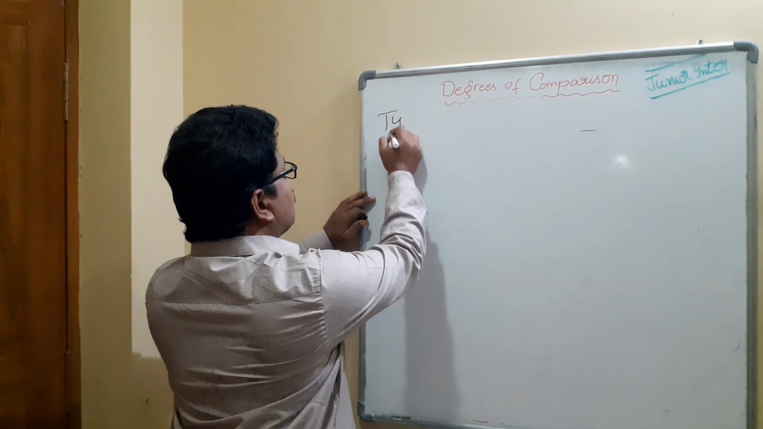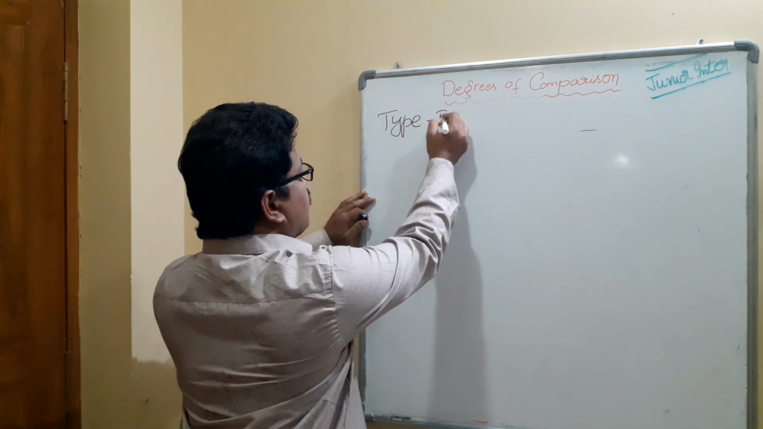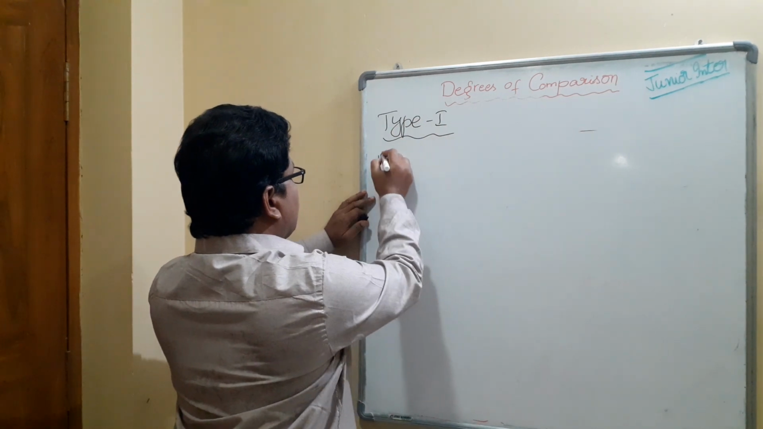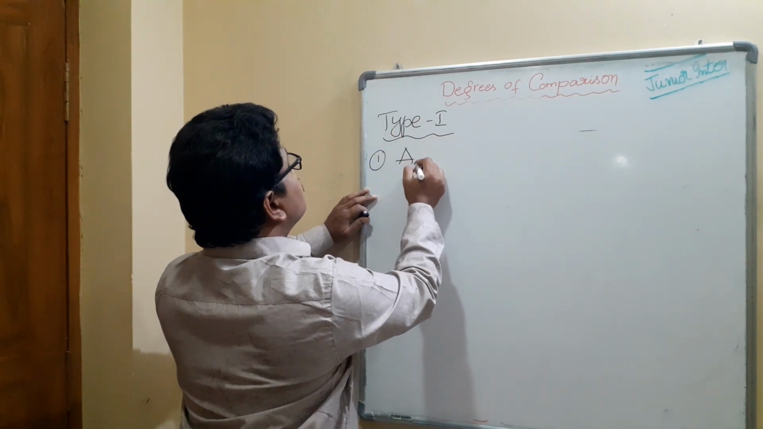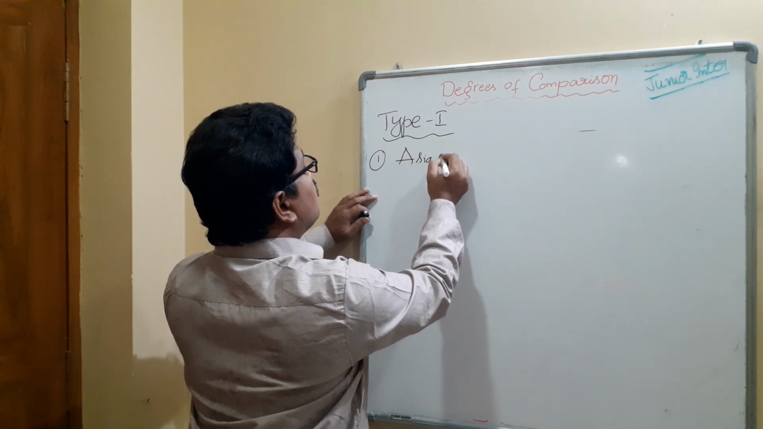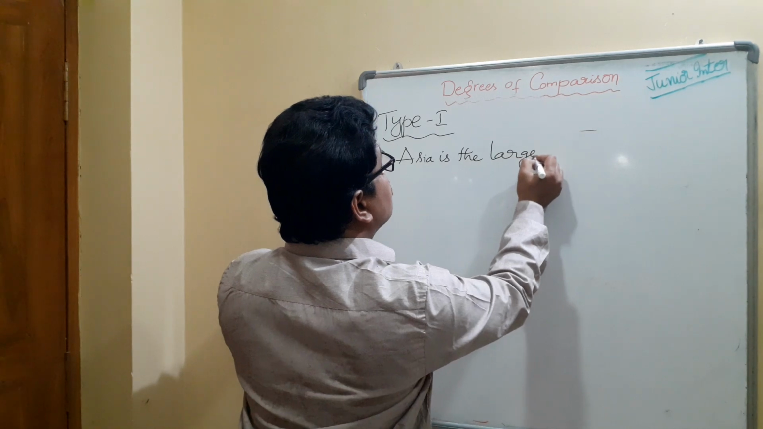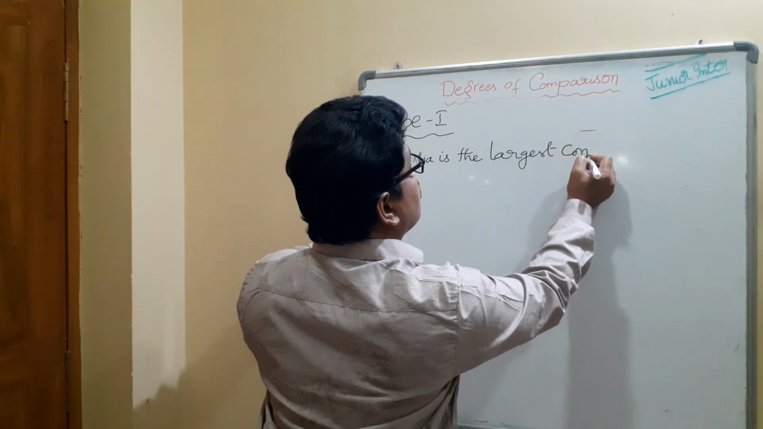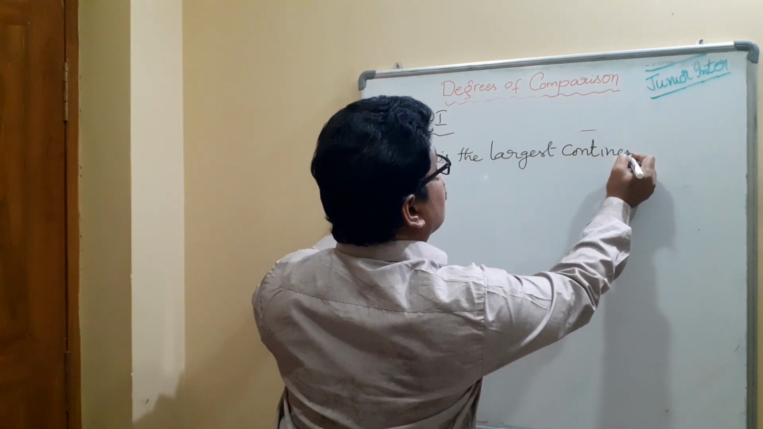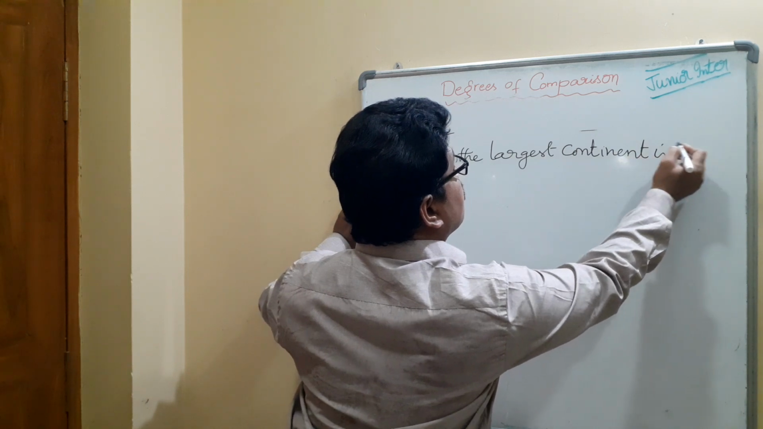Type 1, first one. Asia is the largest continent in the world.